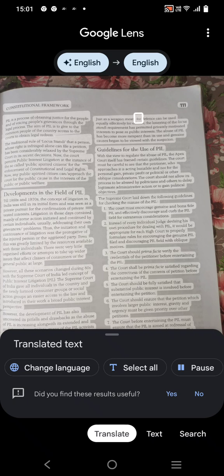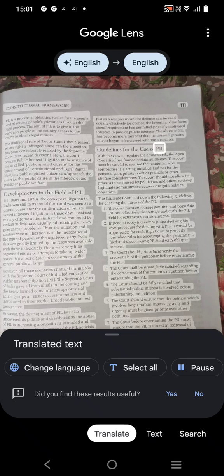Just as a weapon meant for defense can be used equally effectively for offense, the lowering of the locus standi requirement has permitted privately motivated interests to pose as public interests. The abuse of PIL has become more rampant than its use, and genuine causes began to be viewed with suspicion.